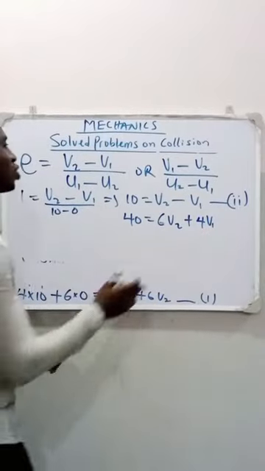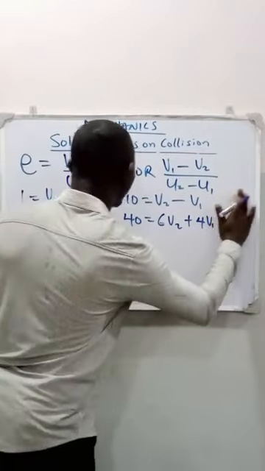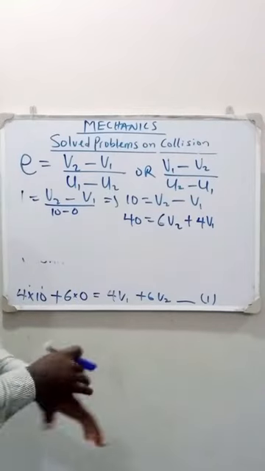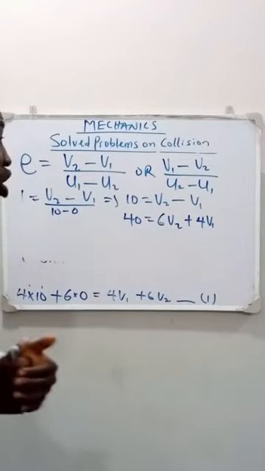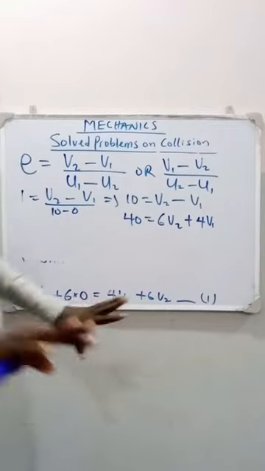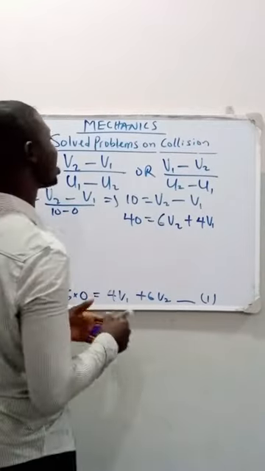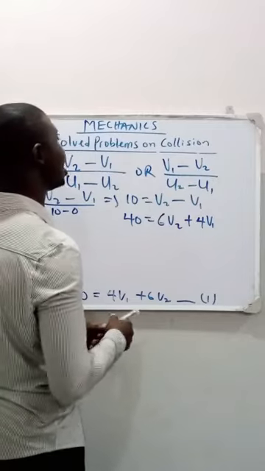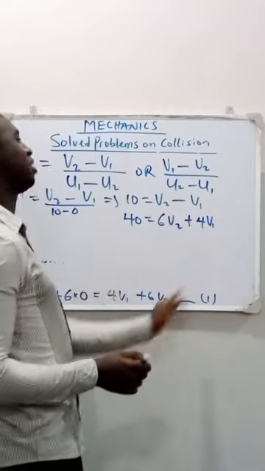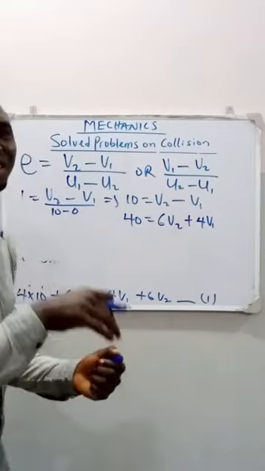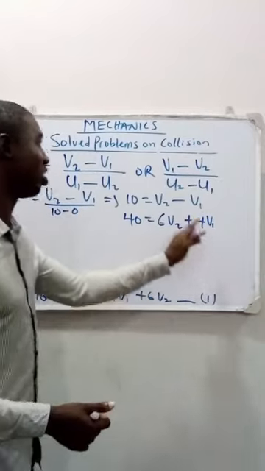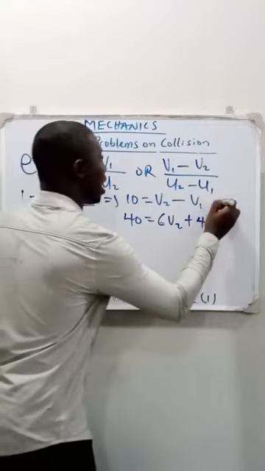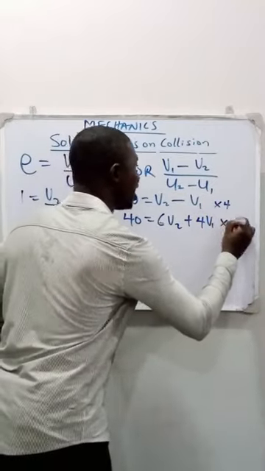So how do we solve equations 1 and 2 simultaneously? We all know how to solve simultaneous equations. Either we use the elimination method or we use the substitution method, whichever is convenient for us. So let's assume we eliminate v1. For us to eliminate v1, the first condition is that I should make their coefficients the same. This is 4, this is 1. Multiply this by 4, multiply this by 1.